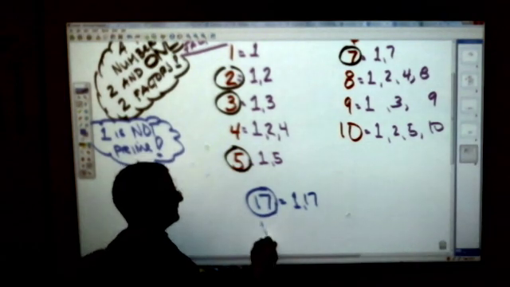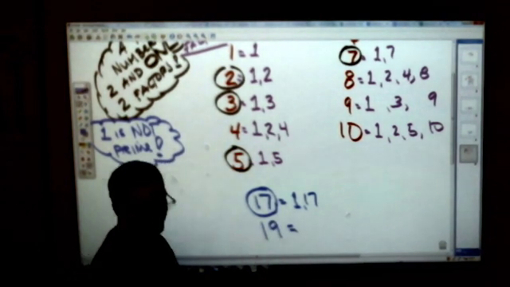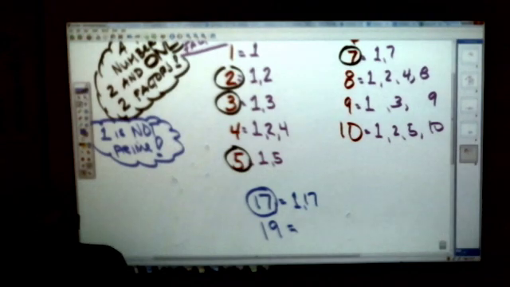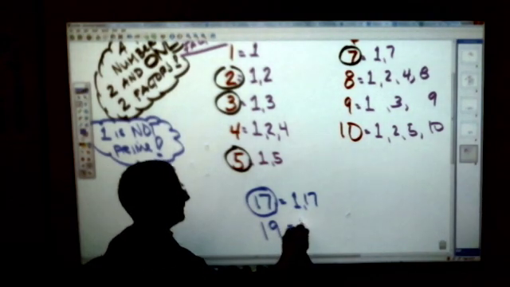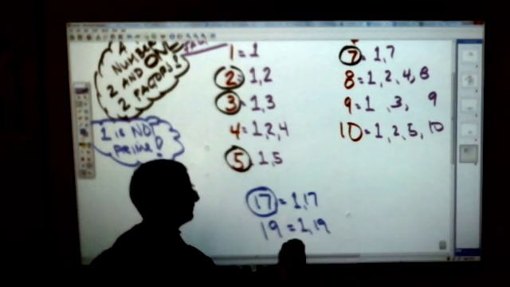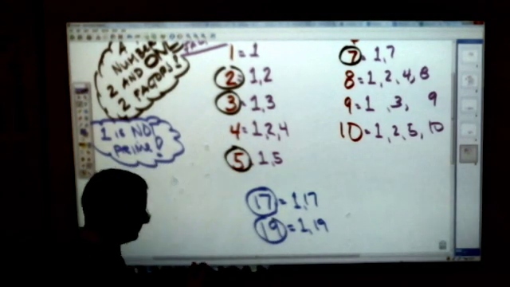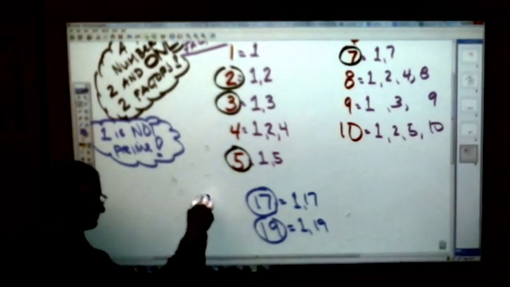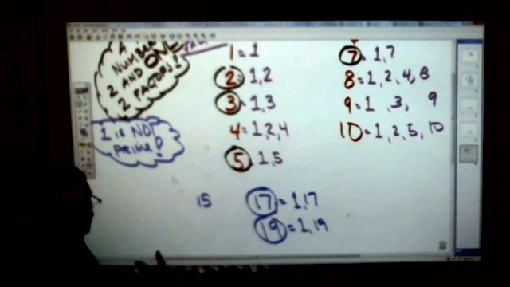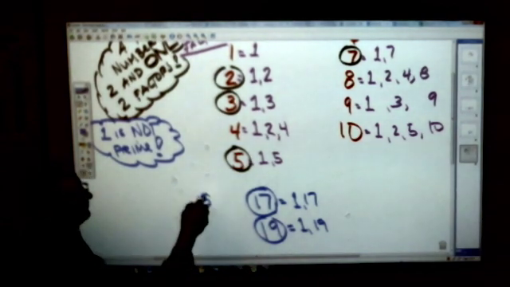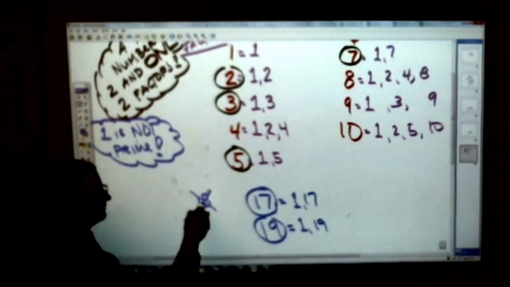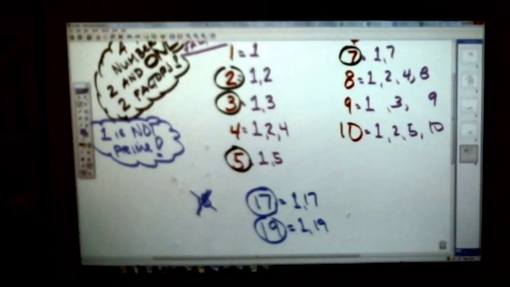Now, what about 19? Is there anything times something that gives you 19? No, just 1 and 19. What about 15? Yeah. You can divide 3 and 5 into 15, right? So 15 is not a prime number because you can divide 15 by 3. 3 times 5 is 15.